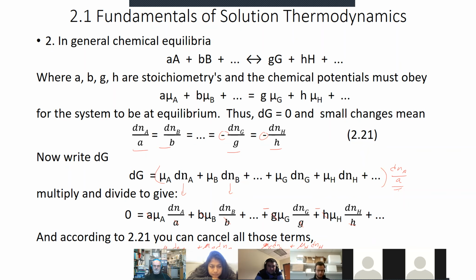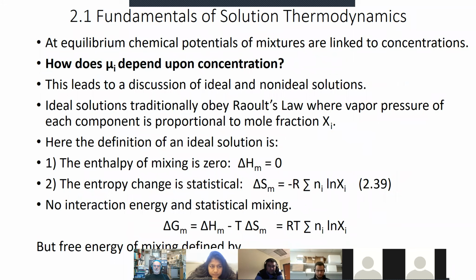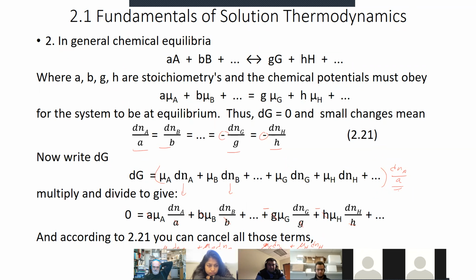Where are we? At equilibrium, chemical potentials of mixtures are linked to their concentrations. So this is what the text does. And so now we want to know how the mu sub i's depend upon their concentrations. Now that's this equation up here. I've actually reproduced this line right here.